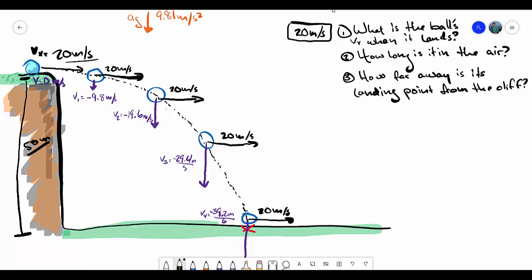Okay, so let's take a look at number two. How long is it in the air? Well, the amount of time it's in the air depends on those vertical components.